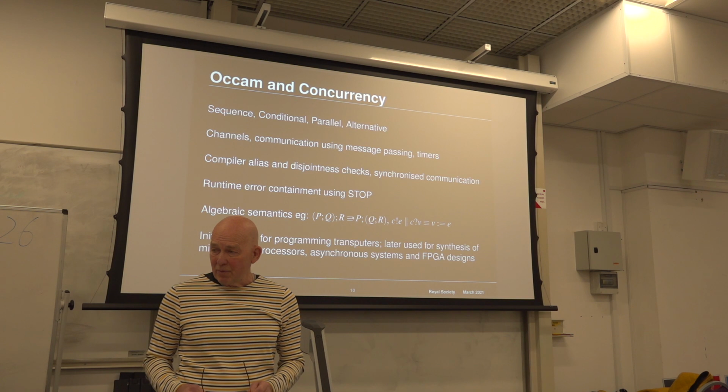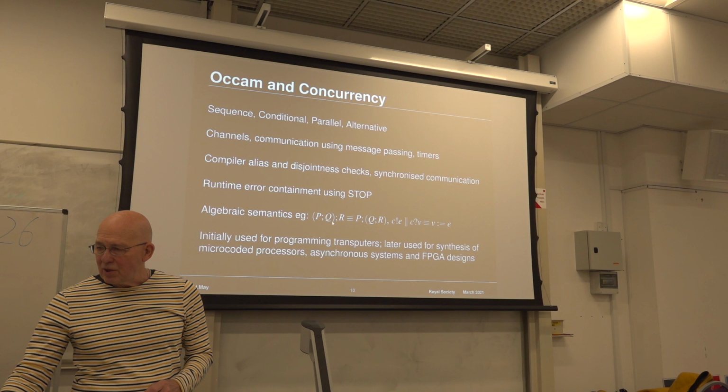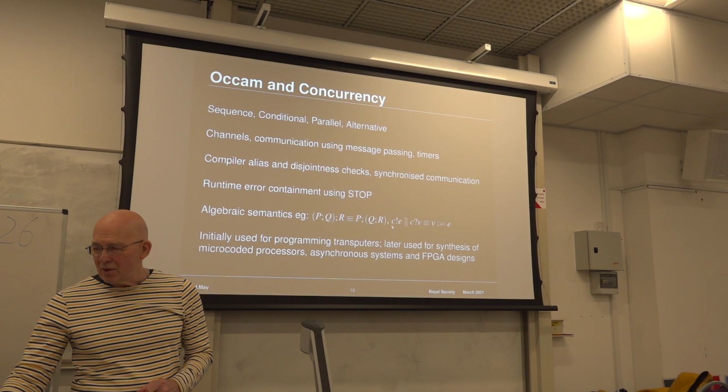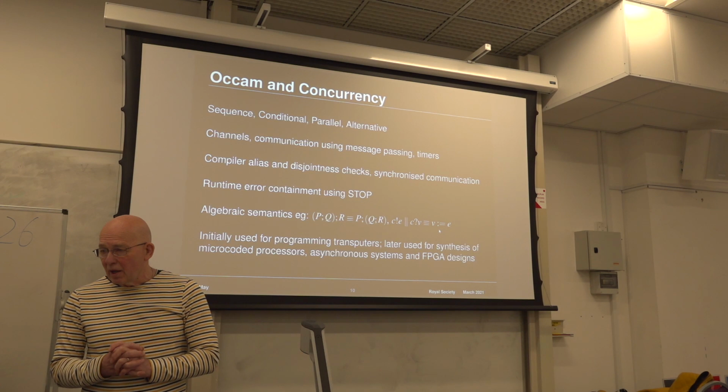This is a simple example of the algebraic semantics that I mentioned earlier. The Oxford people did quite a bit of work on this, inspired by Tony. So you see, you can write down things like the associativity of sequence. P sequence Q sequence R is the same as P sequence Q sequence R. And then this is the rule for the meaning of an output and an input on the same channel executed in parallel. It's the same as assigning from the outputting process to the inputting process. And using laws like this, you can build up the semantics of the entire programming language. And this is what Tony Hoare and his colleague Bill Oscar actually did.